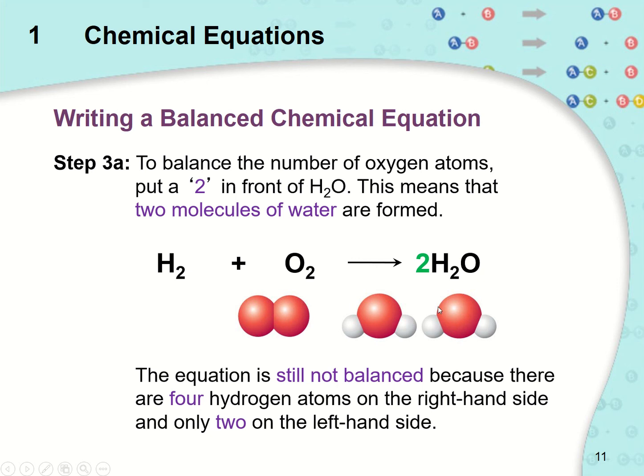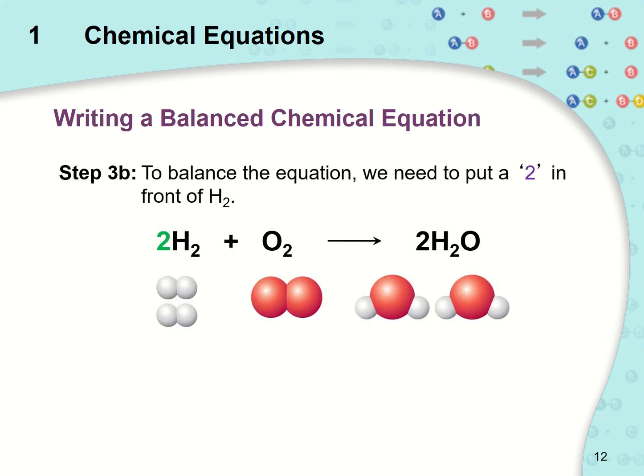But even if I do so, the equation is not balanced, because now there's going to be a total of 4 oxygen atoms, 1, 2, 3, 4 on the right hand side of the equation. But on the left hand side now, I only have 2 hydrogen. So what can we do to balance the equation?